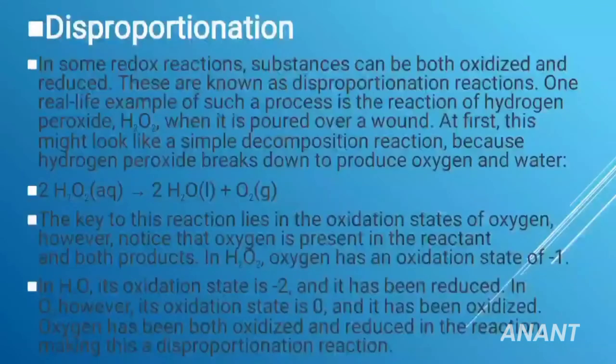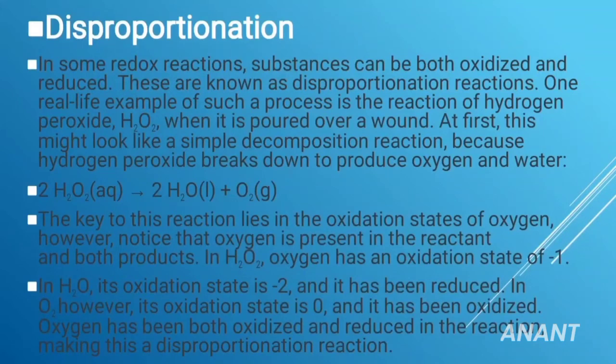Disproportionation. In some redox reactions, substances can be both oxidized and reduced. These are known as disproportionation reactions. One real-life example of such a process is the reaction of hydrogen peroxide, H2O2, when it is poured over a wound. At first, this might look like a simple decomposition reaction because hydrogen peroxide breaks down to produce oxygen and water. 2H2O2 aqueous gives 2H2O liquid plus O2 gas.